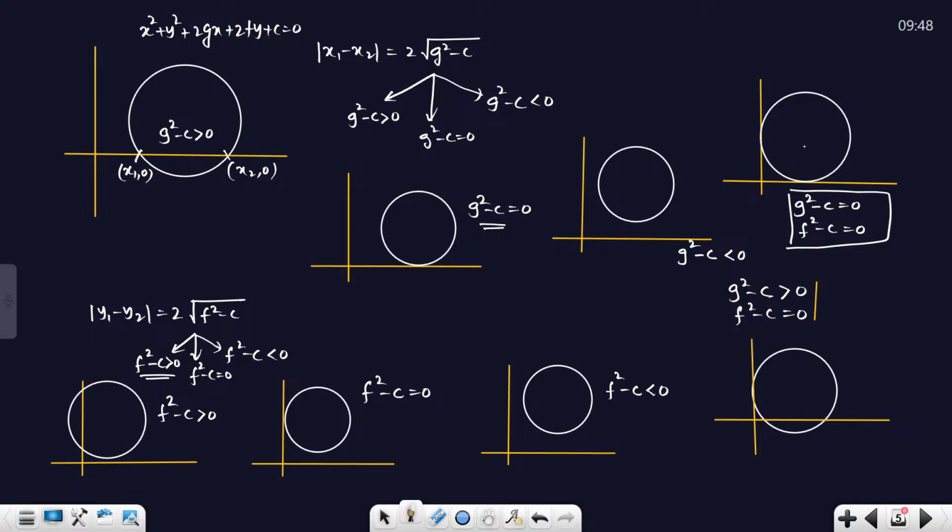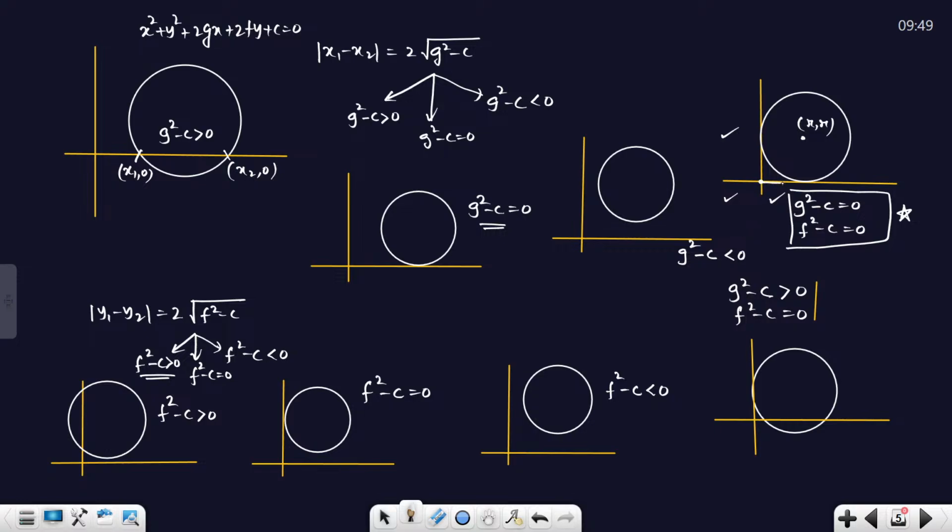Now, I'm drawing this circle in the first quadrant. It doesn't mean that the circle will always lie in the first quadrant. No, it can be in the second quadrant, the third quadrant, or the fourth quadrant. Getting my point? But in every case, it will be touching the x-axis as well as the y-axis. So the condition is g square minus c is equal to 0 and f square minus c is equal to 0. So a very interesting thing is that in this particular case, if the center is at r comma r, what do you mean by that?